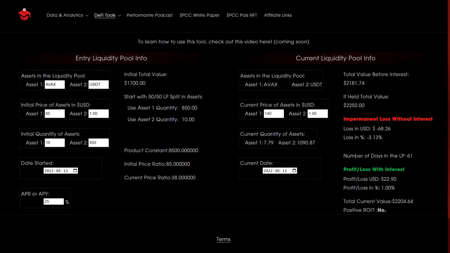We can just quickly see the impermanent loss without interest. It is $67. So yeah, it's a decent amount, and we can see the profit and loss with interest in terms of a percentage is just 1%, $22. So really it is not covering the impermanent loss at all. And that's why we have positive ROI question mark of no.